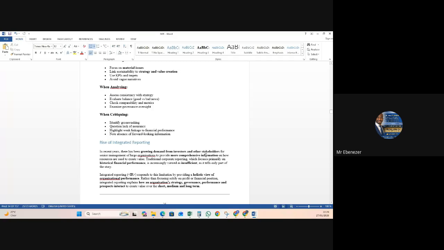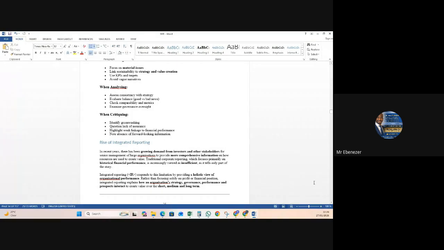Now, when you're analyzing it, you assess the consistency with strategy, evaluate the balance, that is the good news and the bad news, check your comparability and metrics, and examine governance oversight. And when you are critiquing it, you identify greenwashing, question lack of assurance, note the weak linkage to financial performance, and note the absence of forward-looking information. So you are the one criticizing your reports by yourself now. So that is it.